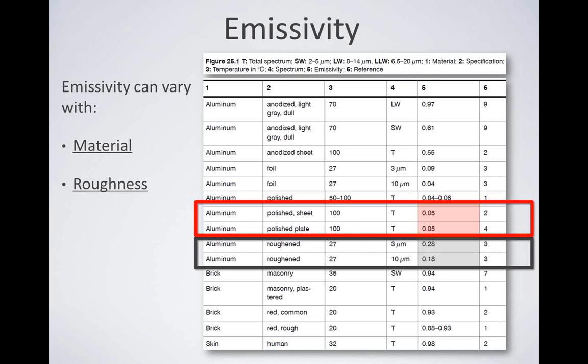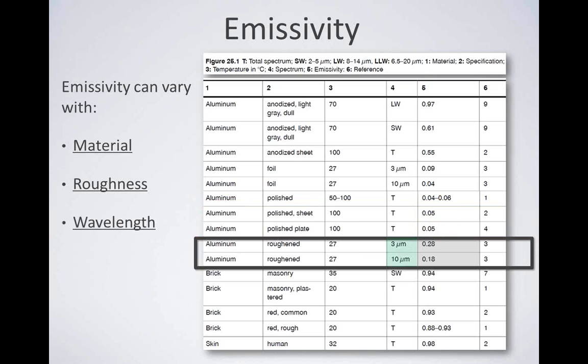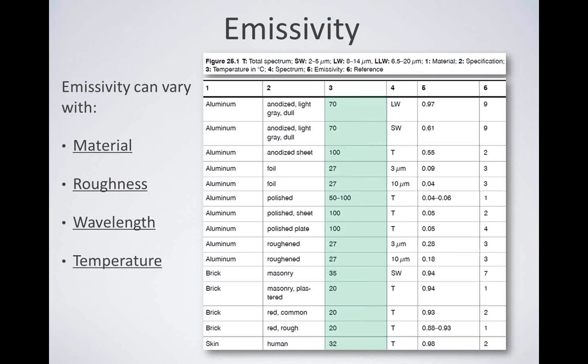Third, we see that emissivity can vary by wavelength. Look again at the rough aluminum. We see that there are different emissivity values for the mid-wave IR spectrum at 3 microns and the long-wave IR spectrum at 10 microns. Finally, from the table, we see that emissivity values are listed at specific temperatures, indicating emissivity can vary for a given material with changes in temperature.